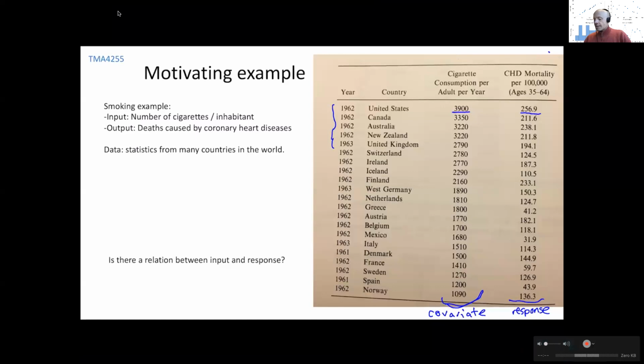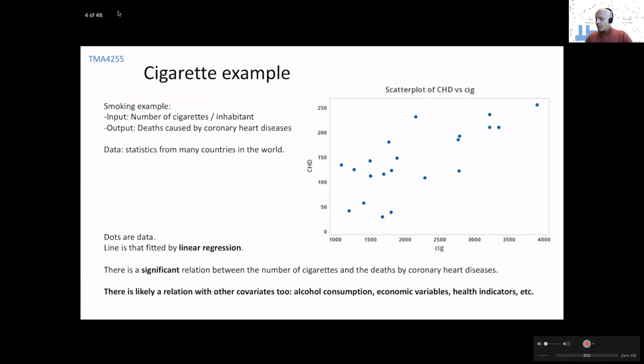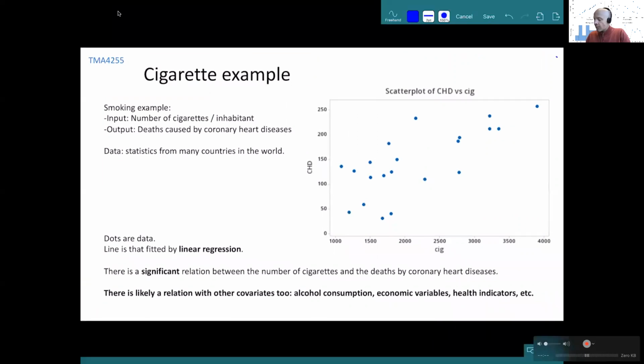Okay, the first task in any kind of regression analysis is to cross-plot the data. And here we have cigarette consumption on the first axis and CHD mortality on the second axis. And it seems to be a relation here. So if we put a line through the data, this line would have a positive slope. And this means that if you smoke more cigarettes in a country, that country has a higher number of mortalities caused by CHD.